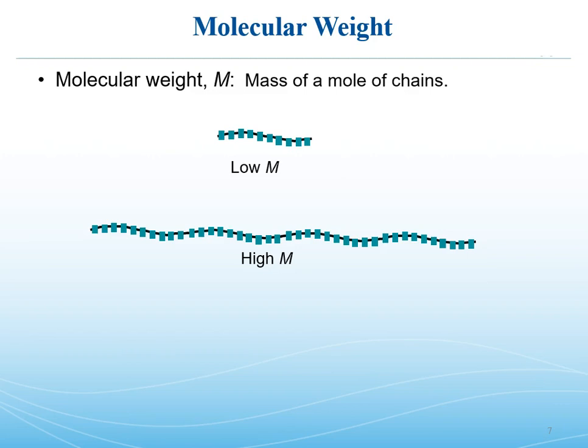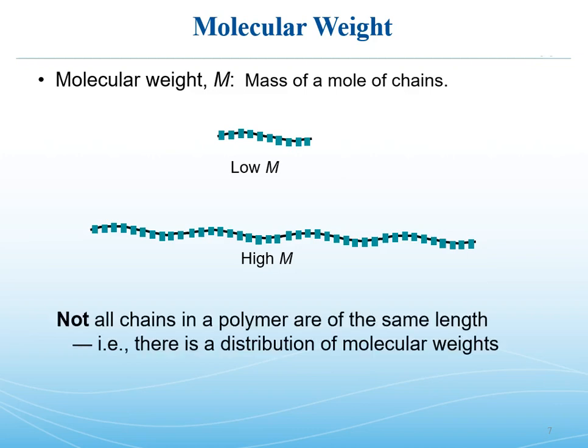And so we need a way to describe what the average molecular weight is for a polymer sample, because as you can probably guess, all the chains are not ever exactly the same length. There is a distribution of molecular weights for any kind of synthesized and processed polymer, and it definitely drives properties.